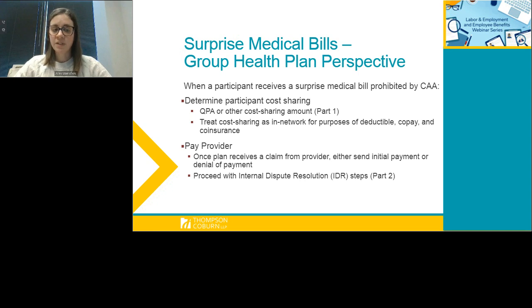The next step is looking at what the plan owes to the provider. So once the plan receives a claim from a provider for what would be the balance bill, the plan can either send an initial payment to the provider or issue a notice of a denial of payment, and then the plan and the provider enter into a negotiation period and an internal dispute resolution process to finalize what the amount is that the plan will pay to the provider.